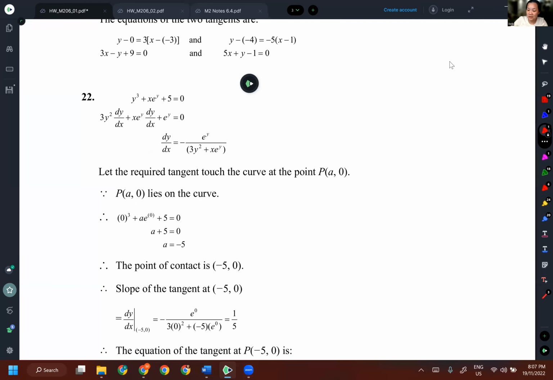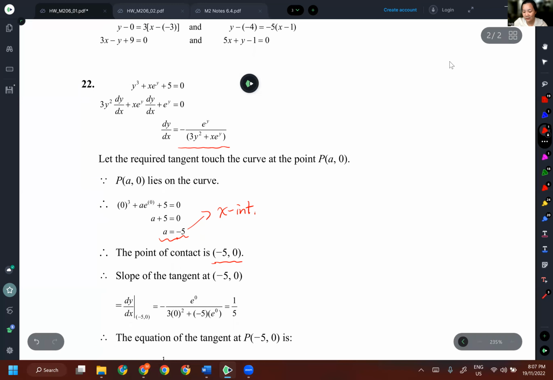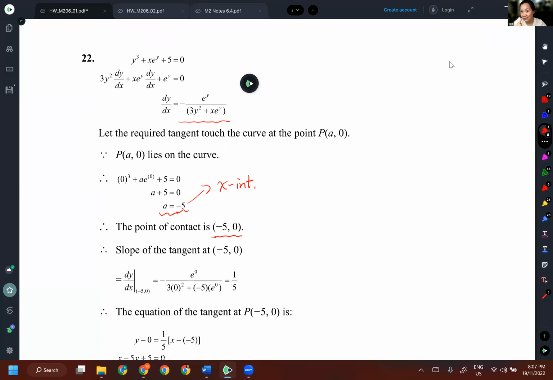So that is dy dx. You see, dy dx has y in it. You need to find the point of contact, and it's given the point of contact is the x-intercept. So you will find the x-intercept. Now remember that x-intercept is a value, not a point. So this one, I don't call x-intercept, I call it the intersection with the x-axis. And then you will find the slope of the tangent using the first derivative.